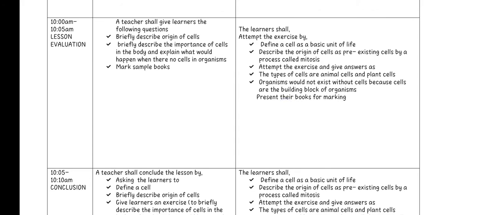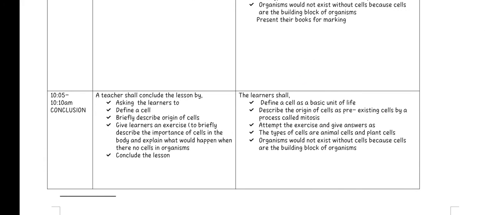Then from 10 to 10:05, the teacher shall evaluate the lesson by asking learners to describe the origin of cells, to define the cell, and to explain what would happen if there were no cells in the bodies of organisms. The learners shall attempt the exercise and hand in their books for marking, and the teacher shall mark sample books of some learners.